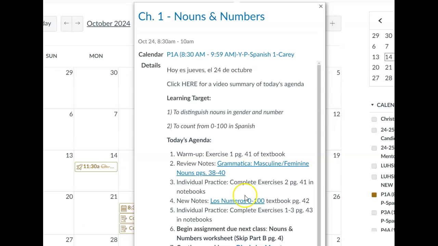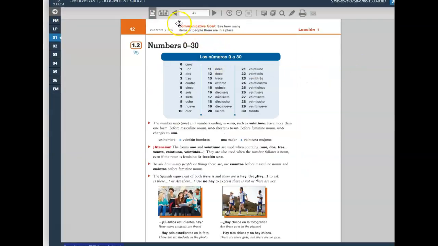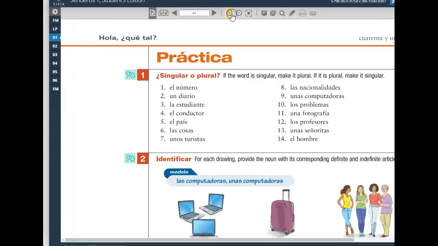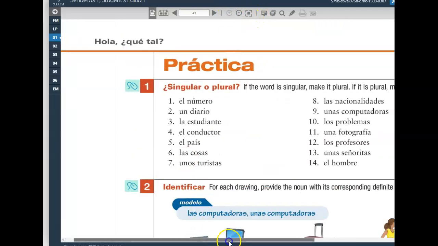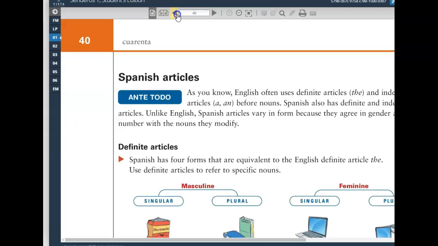Your warm-up for today is exercise 1 on page 41 of the textbook. Taking a quick look at that, as we looked at last class, the notes on how to identify nouns as being singular or plural. For activity 1 on page 41, take a look at these nouns. If the nouns are singular, make them plural. If they're plural, make them singular. And how do we do that?